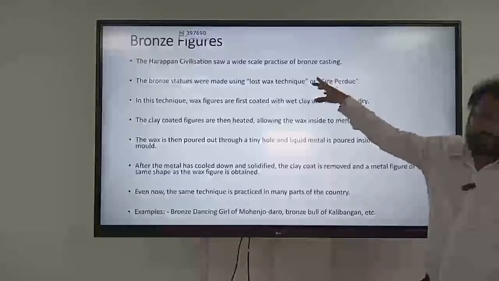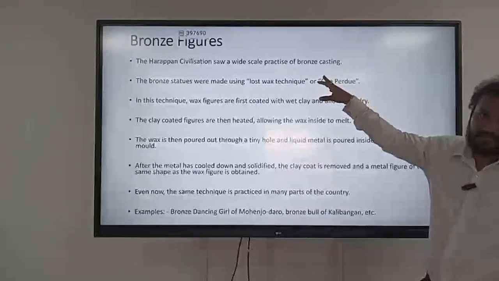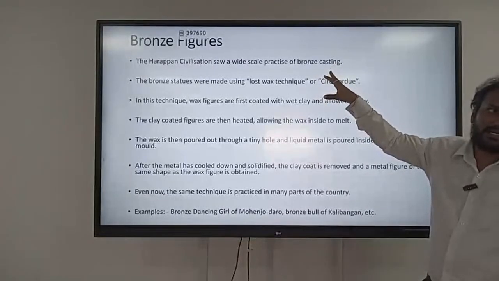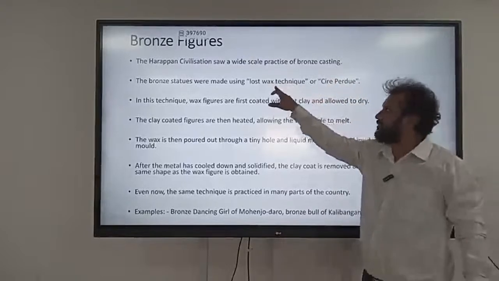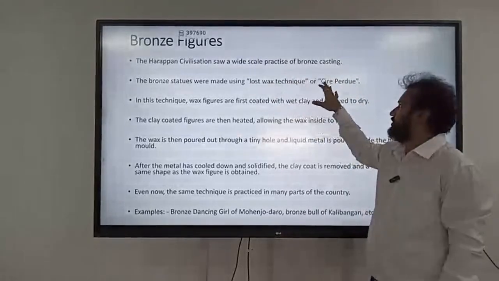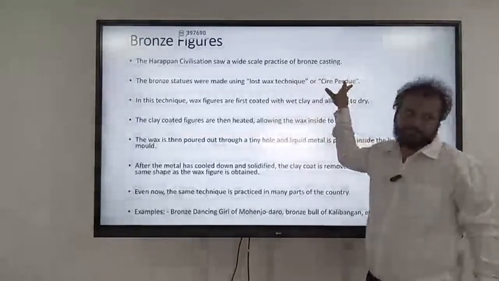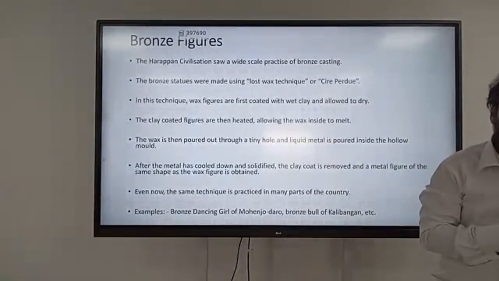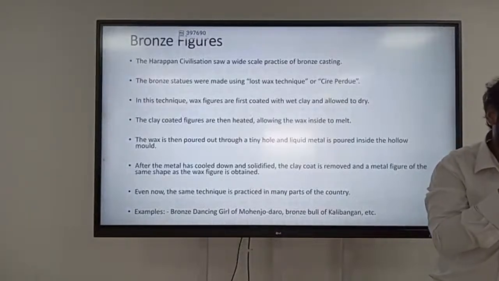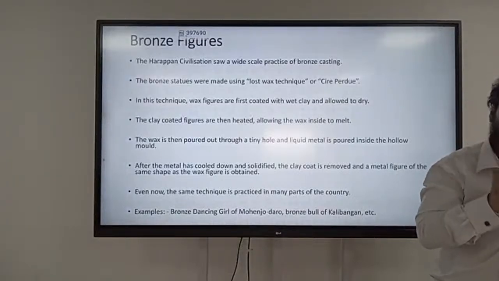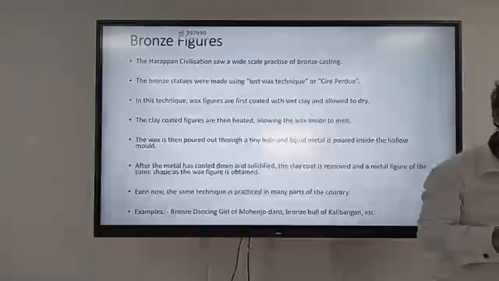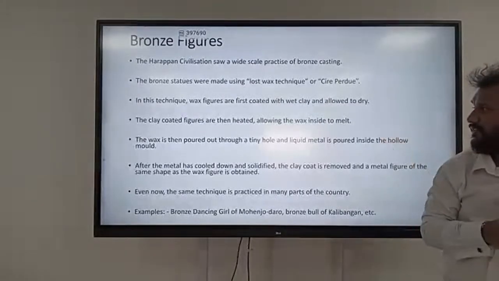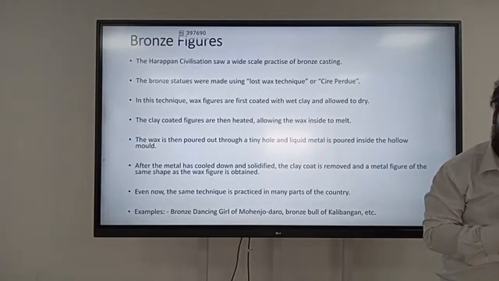How those bronze figures were made. Okay, so there is a technique behind it. The technique name is the lost wax technique, or it is also called Cire Perdue. So what is the technique? First of all, a sculpture is made of a wax-like structure.